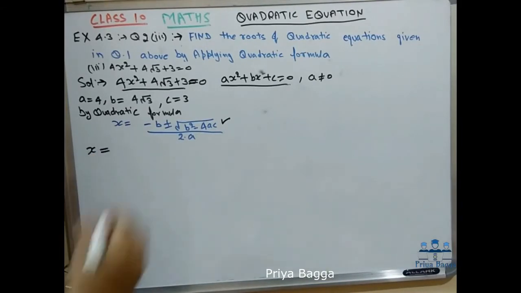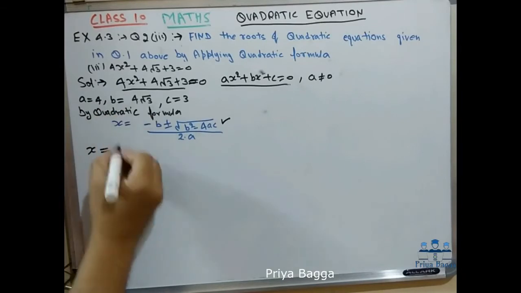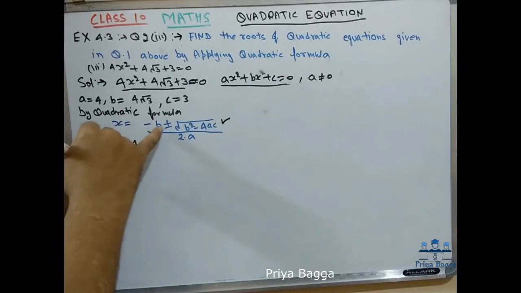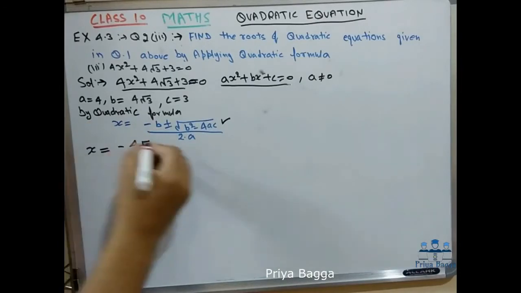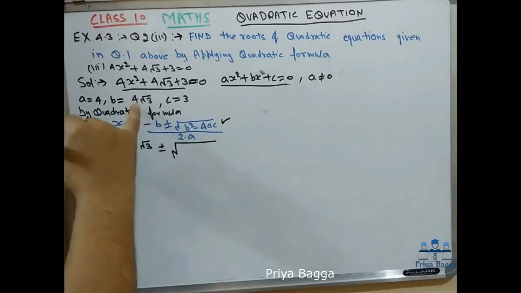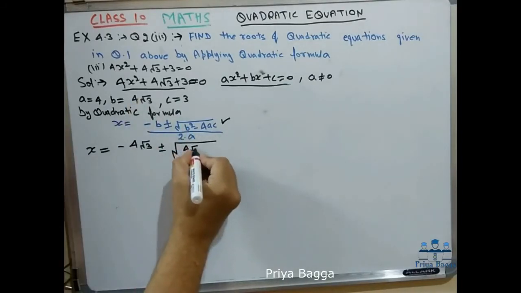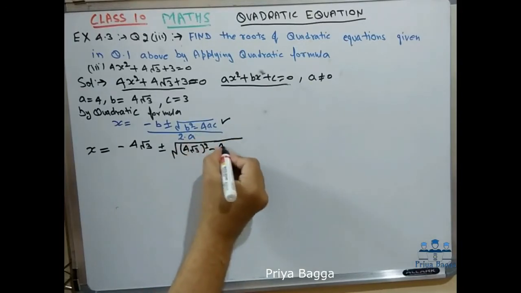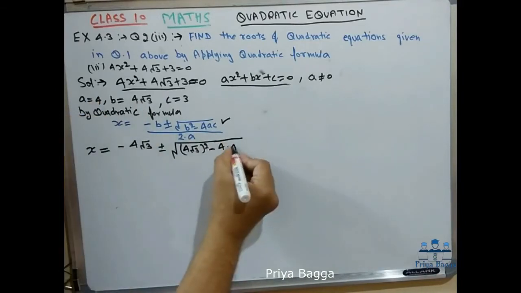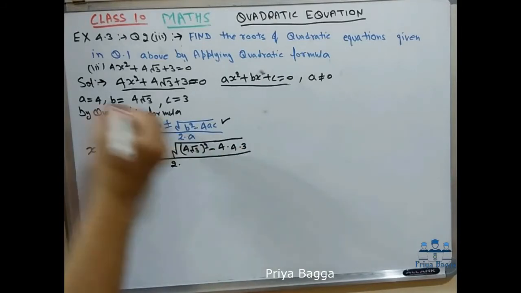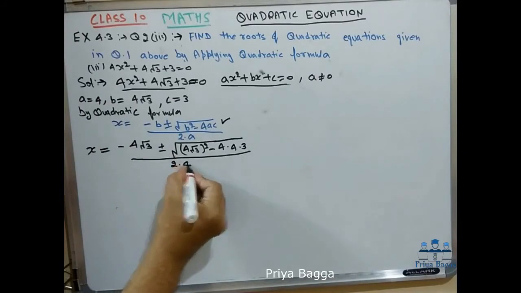So the value of x is, b is 4 square root of 3. I have substituted the value of b here. Minus b, plus minus square root of b square. So b is 4 square root 3, its square, minus 4 into a. The value of a is 4 and the value of c is 3, divided by 2 into a. The value of a is 4, so this will be 4.